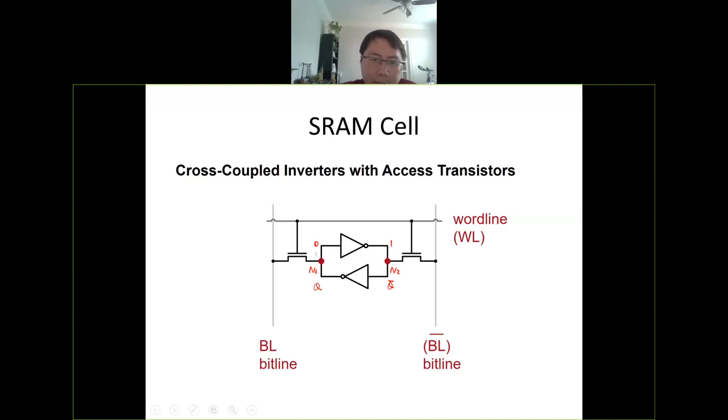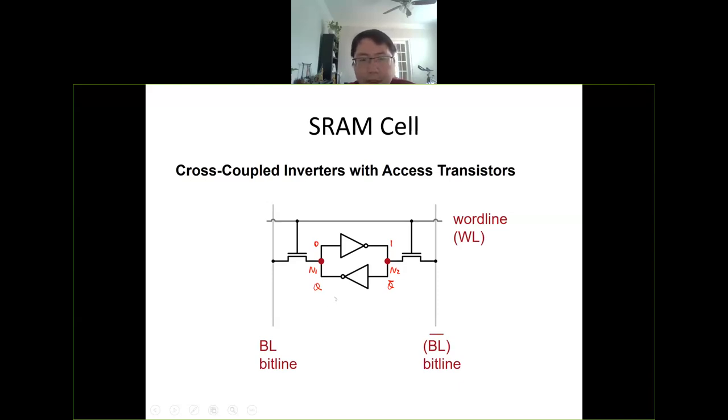And then to read the data out, we need to have those access transistors because you need to get the data out through the bitline to the outside of the array. So we need this access transistor to function as a bridge between the bitline and the storage node. And this access transistor is controlled by the word line. So here the gate of the access transistor is controlled by the word line.